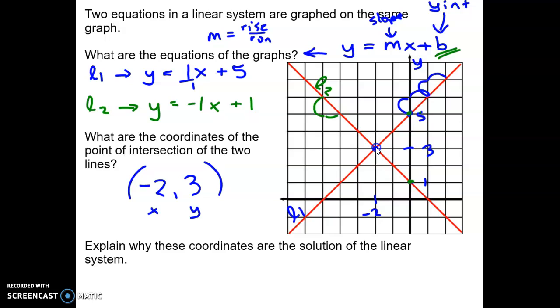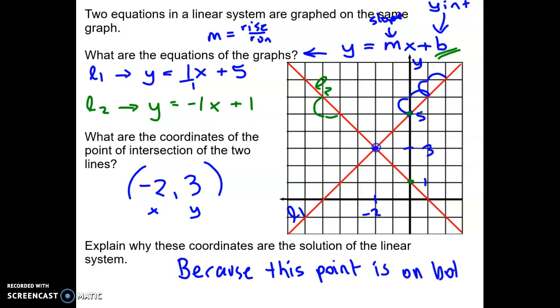Explain why these coordinates are the solution of the linear system. It's because this point is on both lines.